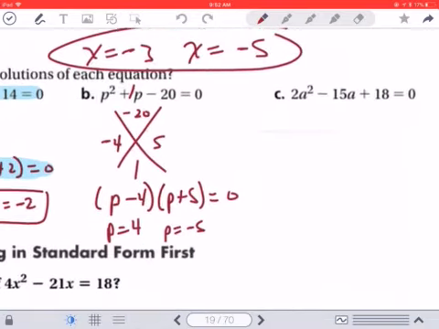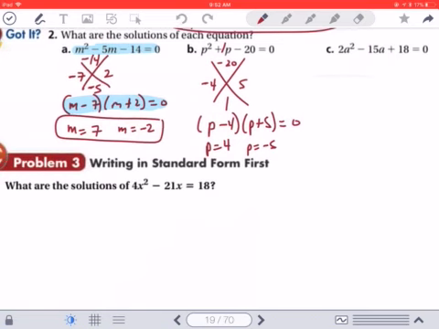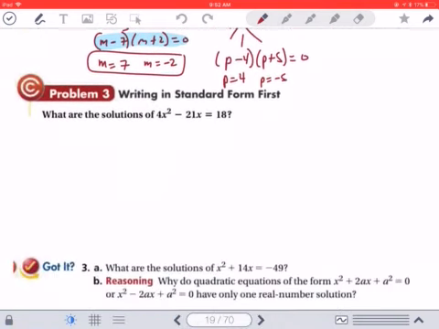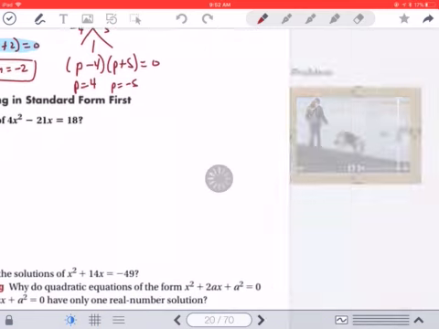Part C. Okay, we're going to talk about part C. Let's see here if there's another problem like this.